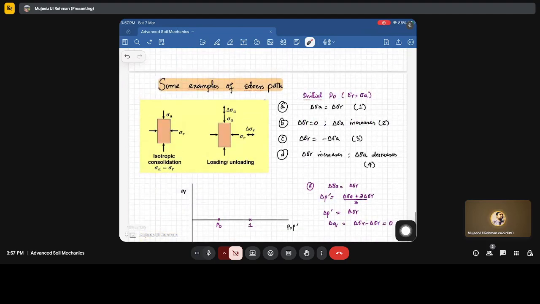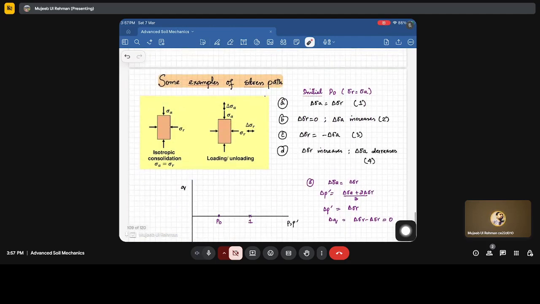Now we have some stress states, some examples of the stress paths. It's going to be very interesting to discuss. We have 4 states. This is the initial isotropic consolidation, where sigma A is called sigma R. We are going to do it in the PQ plot. Fine. We have the initial state P0 and we have given 4 different cases.